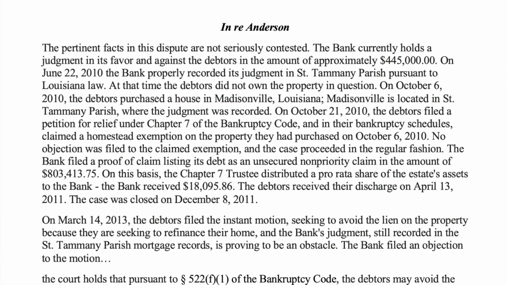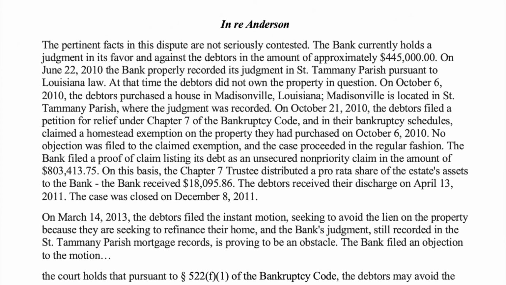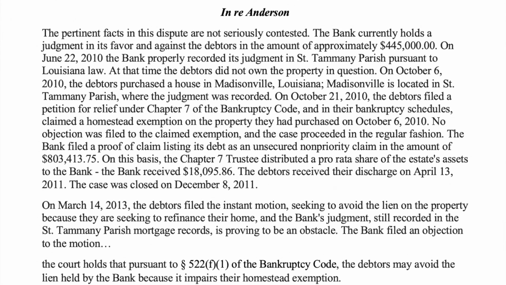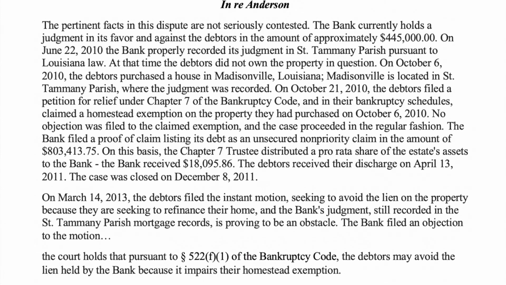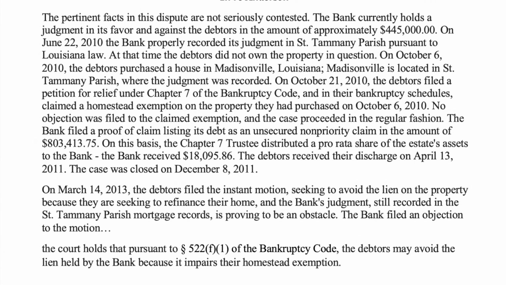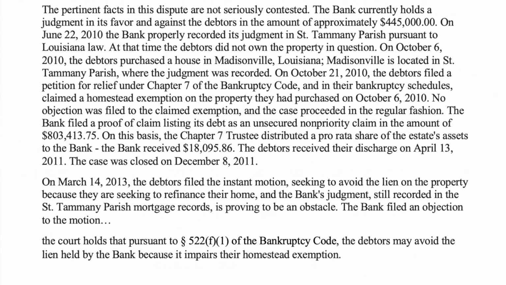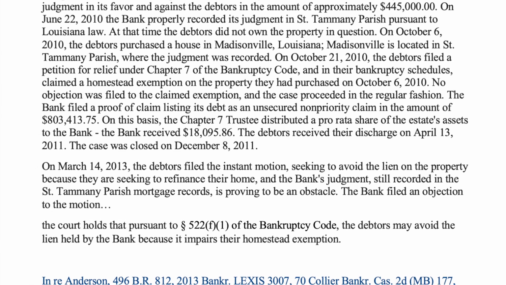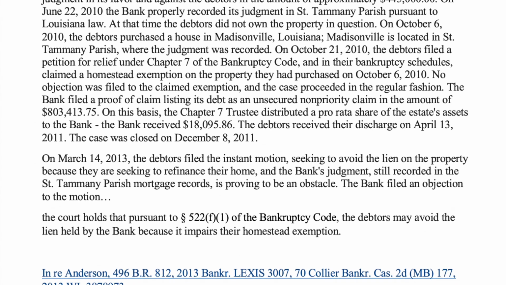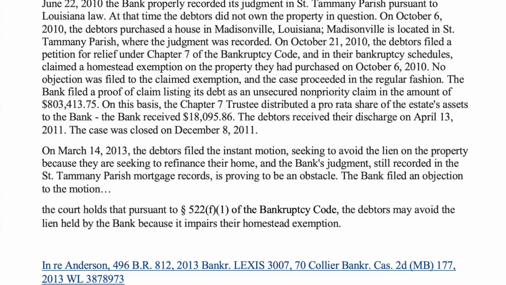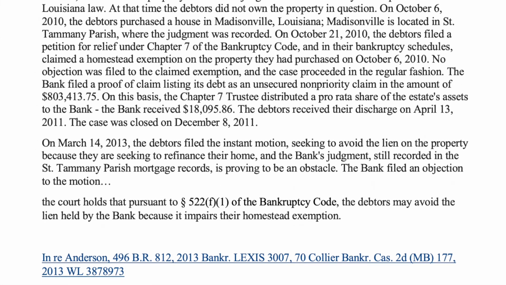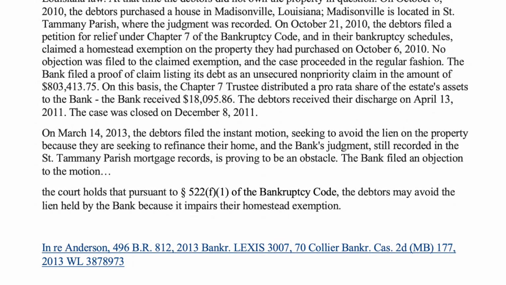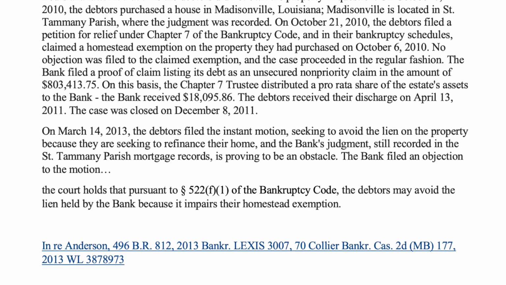For example, in the case of In re Anderson, found at 496 Bankruptcy Reporter 812, the judgment creditor recorded the judgment on June 22, 2010, and the judgment debtor purchased the property in October of that same year. Under the applicable state's after-acquired property statute, the judgment lien attached to the real property. The bankruptcy court, however, distinguished Ferry as a domestic relations case and relied on a well-respected bankruptcy law treatise to allow the debtor to avoid the judicial lien under Section 522F, notwithstanding the fact that the judgment lien attached at the same moment that the debtor acquired the real property.